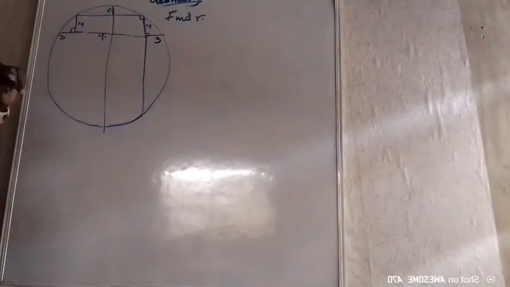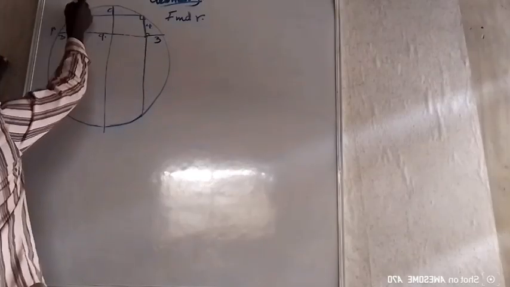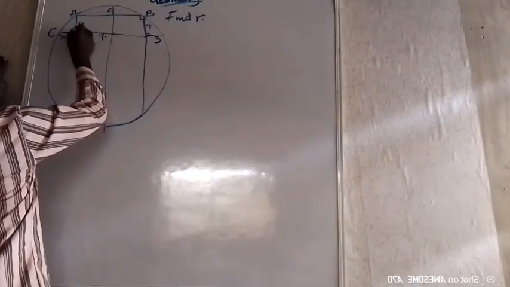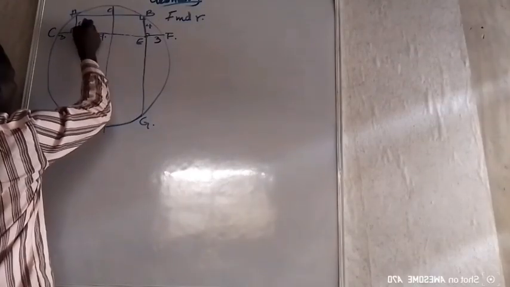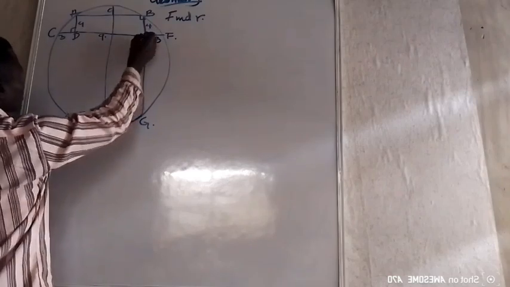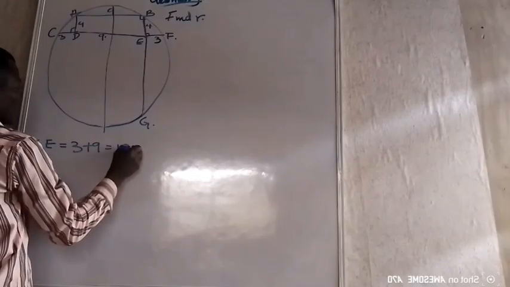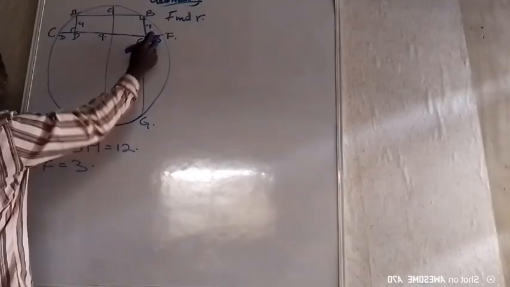Now, let me just do something. Let's call this place A, B, C, D, E, F, and G for ease of identification. Now, from here to here, CE will be equal to 3 plus 9, which is 12 units. EF is equal to 3 units, as given already.